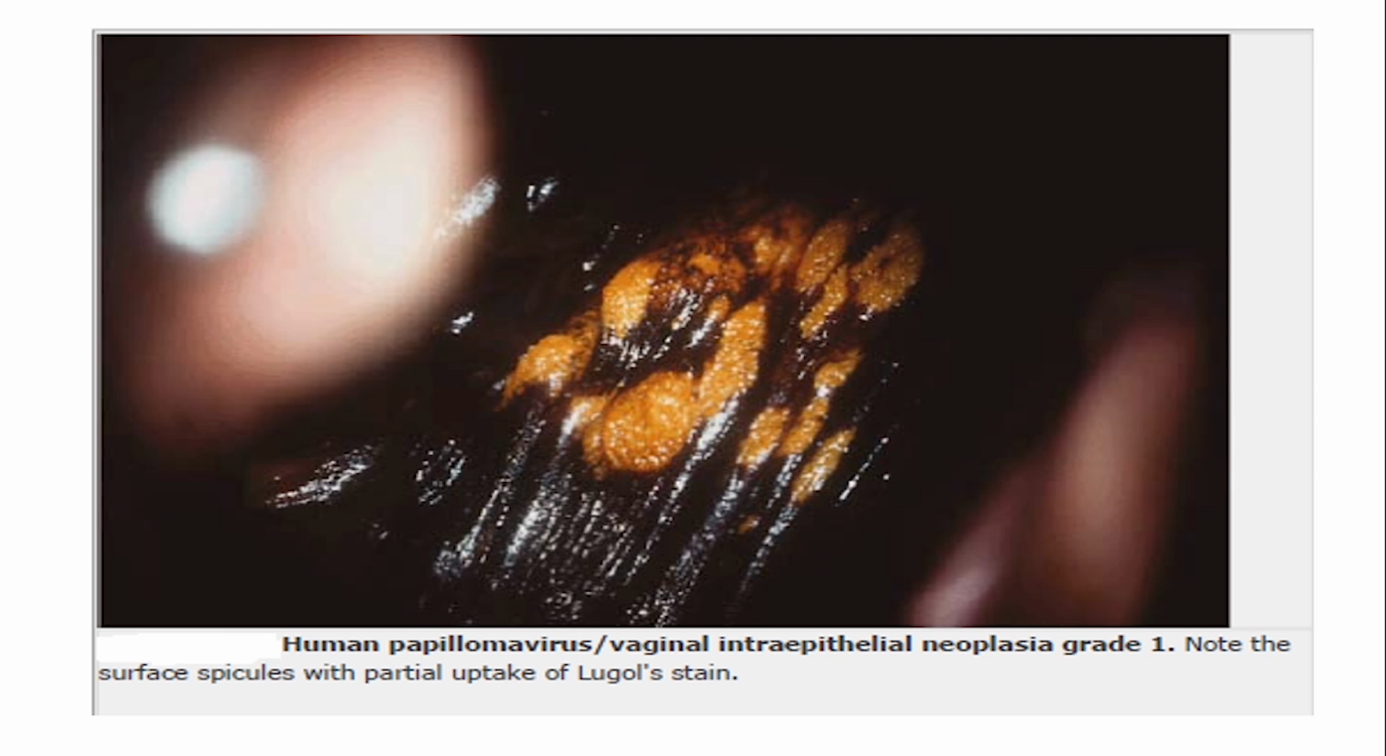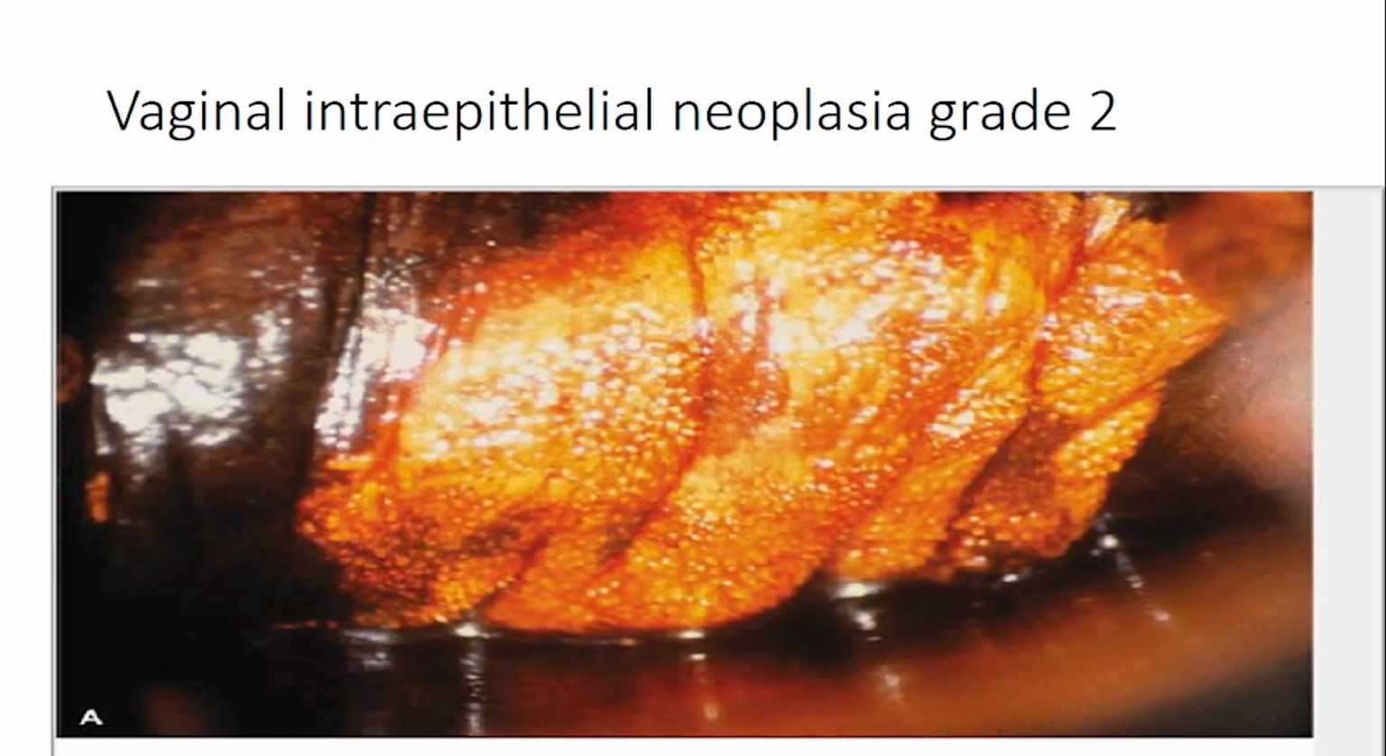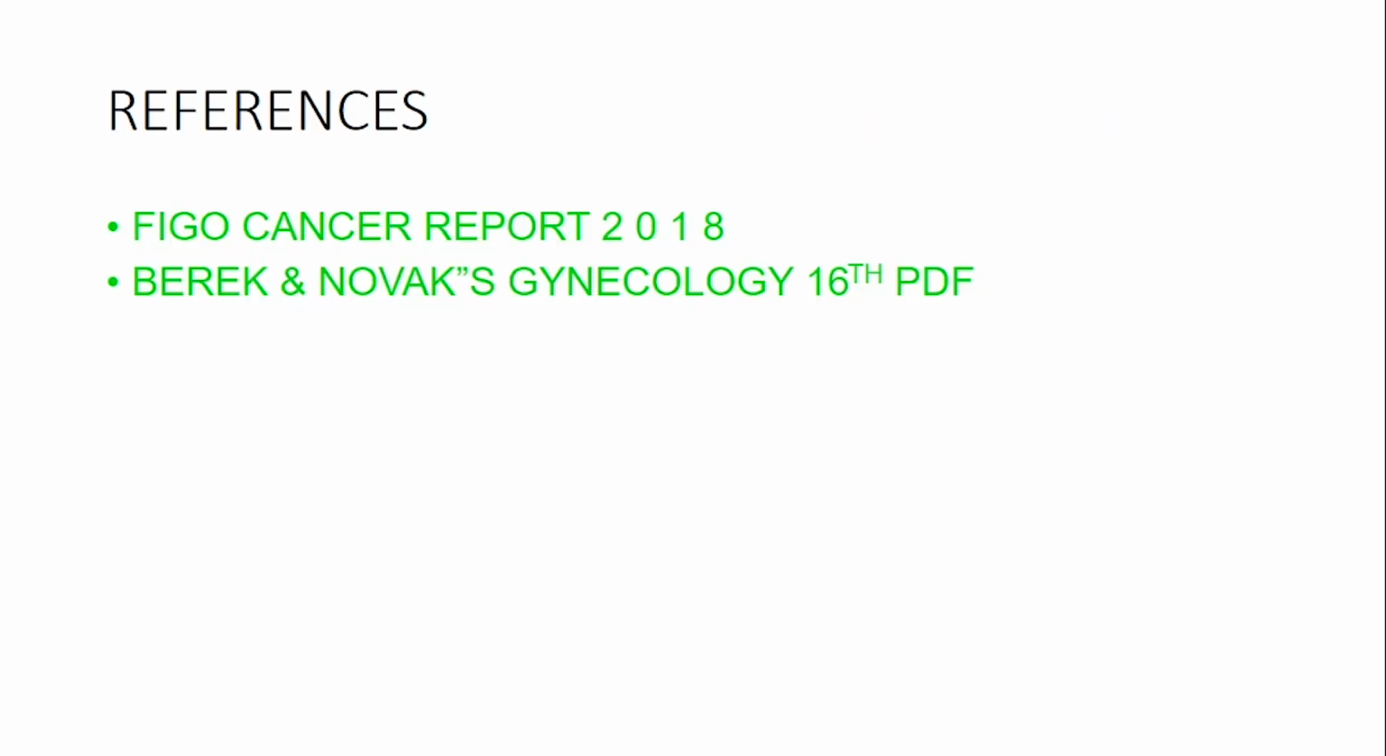The human papillomavirus vaginal intraepithelial neoplasia grade 1 has spicules. This is an image of it with partial uptake of glycogen stain. And the vaginal intraepithelial neoplasia grade 2 is another image that is up here.